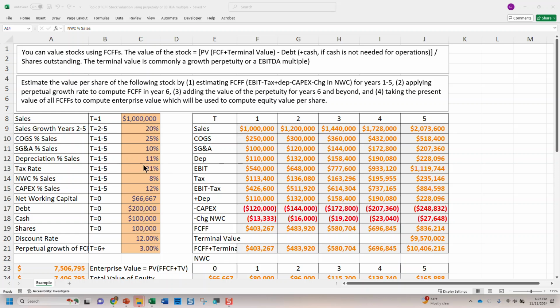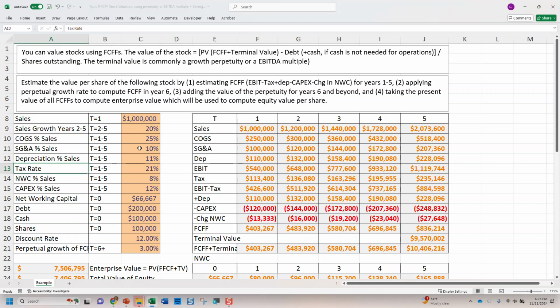I want to show you how to value a stock using the present value of free cash flows to the firm, FCFFs. So the value of a stock using what we call a discounted cash flow model, or a DCF model, is the present value of free cash flows to the firm plus a terminal value, minus debt plus cash, or you can think of minus net debt if cash is not needed for operations, and divide all that by current shares outstanding. Now, the terminal value is commonly a growth perpetuity or an EBITDA multiple. So let me show you an example.